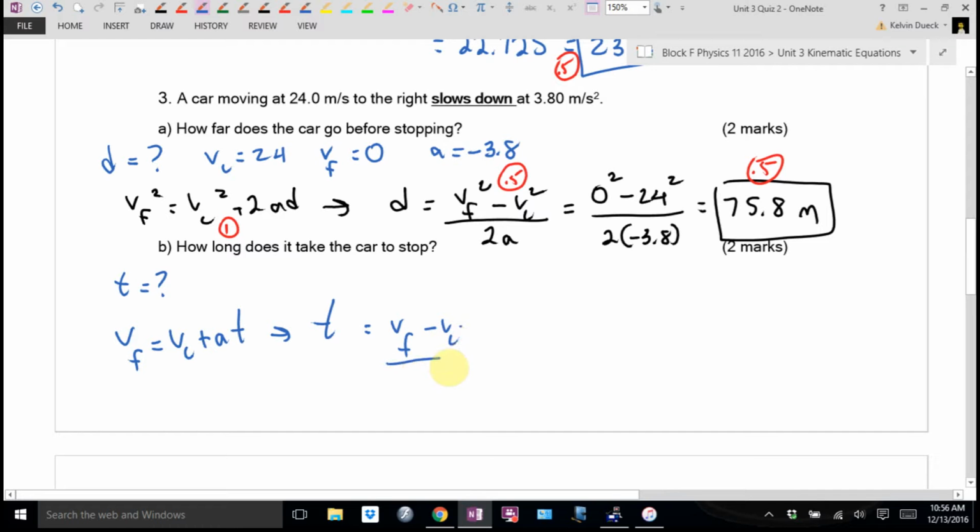Yep. Don't you feel like a little proud nerd? A little nerdy adrenaline rush? Look what I can do. I don't have to memorize this. I can just figure it out. It's going to be 0 take away 24 divided by negative 3.8.